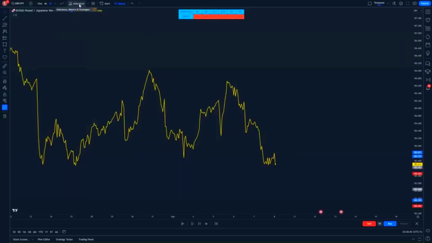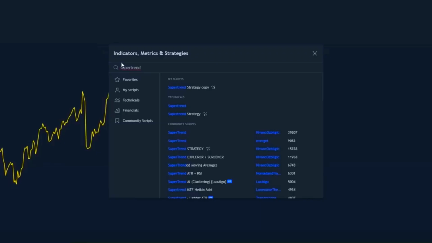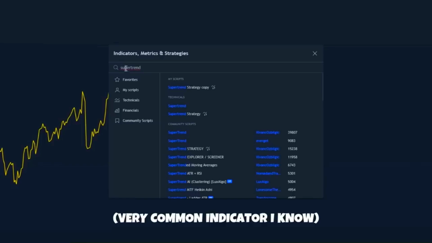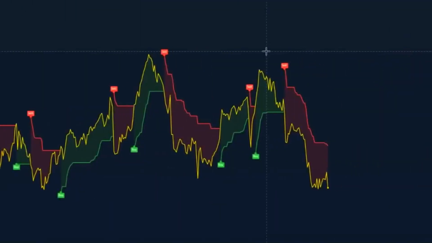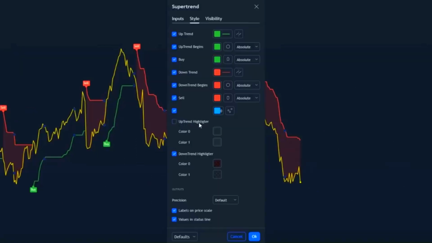And then third and finally, go onto indicators again. For the last confirmation for the trade, type in supertrend with no spaces, and we can add this top one here on the community scripts. Your chart should now look something like this. The first thing we're going to do is click on the supertrend indicator, and we just want to remove the highlighter on the uptrend side and the downtrend.